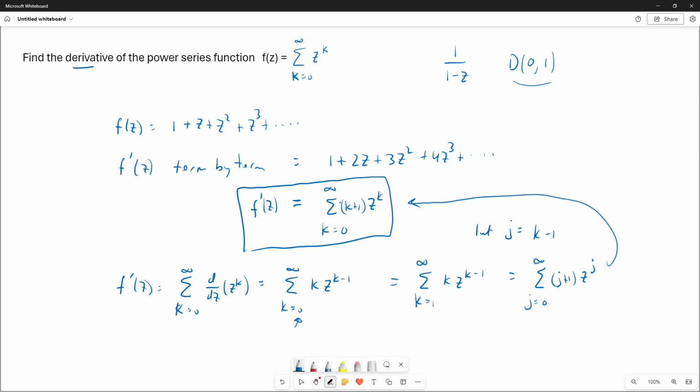So this is the summation of k plus 1 times z to the k. And that would be the derivative of this function, which would be negative 1 over 1 minus z squared times minus 1. So that would be 1 over 1 minus z, quantity squared. So that's f prime of z. So we actually have a power series here for this function. Some side information.